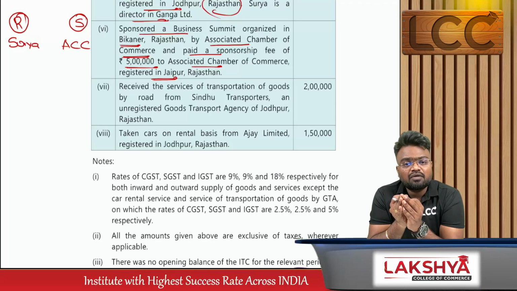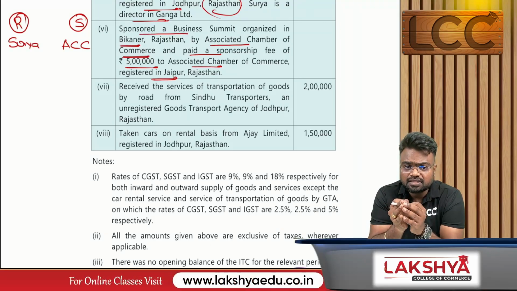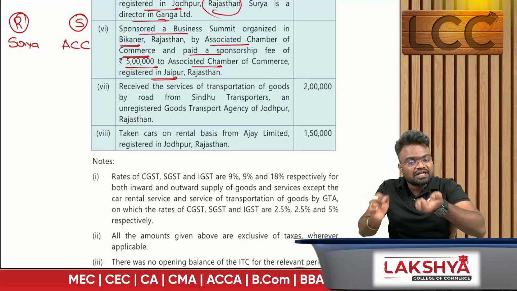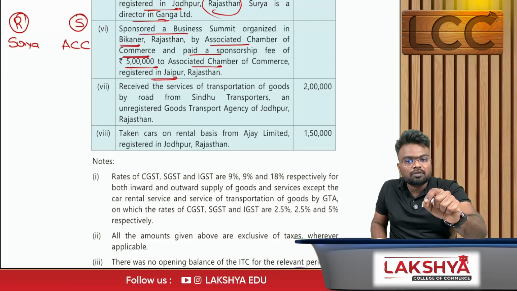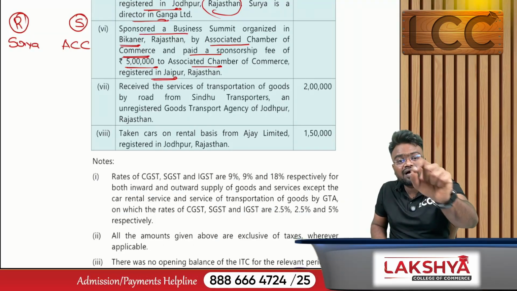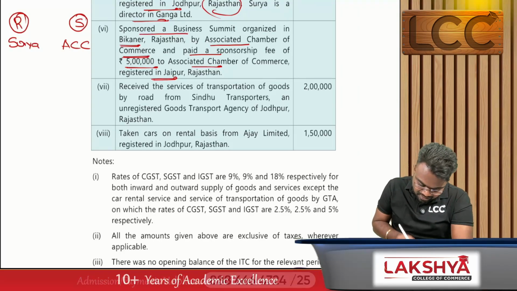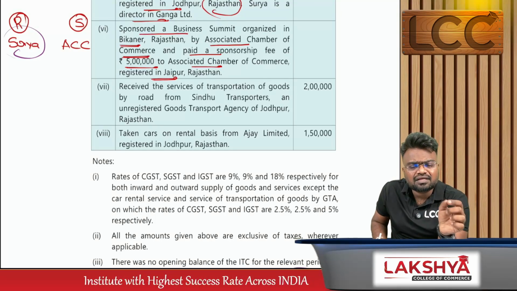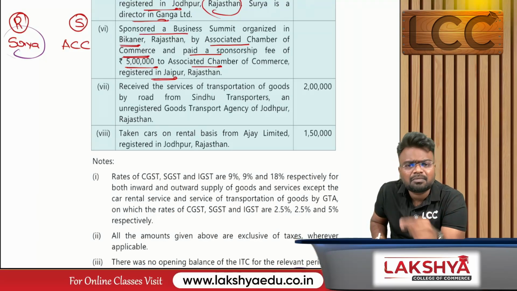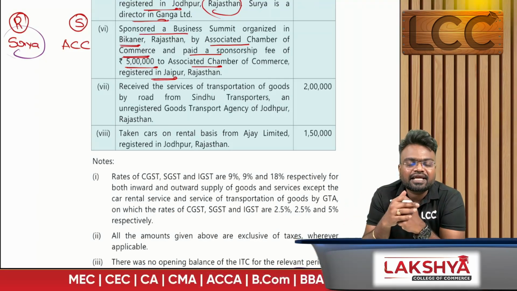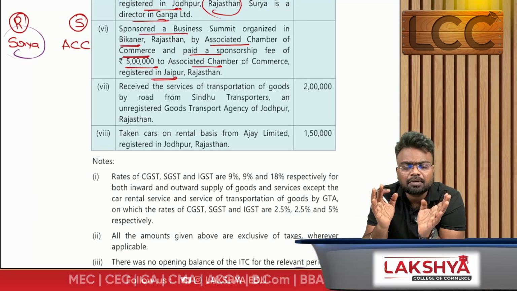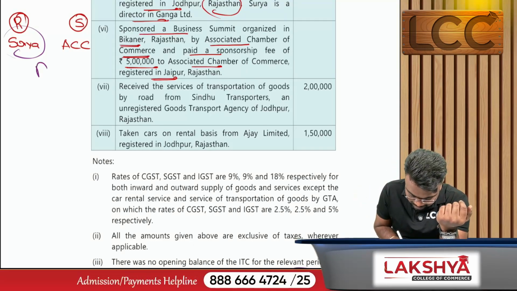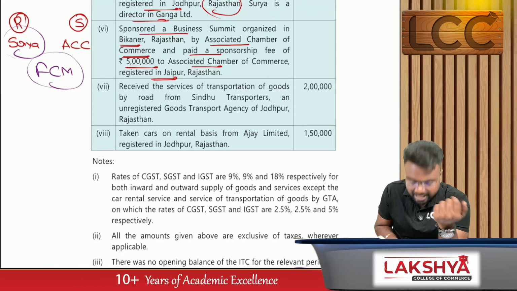Now, in case of sponsorship services, if the supplier of service is any person and if the recipient is a body corporate or partnership firm, then RCM is applicable. But here who is the recipient? Mr. Surya. Whether Surya is a partnership firm or body corporate? No. So in that case, RCM is not applicable. If RCM is not applicable, what does it mean? It means FCM is applicable.